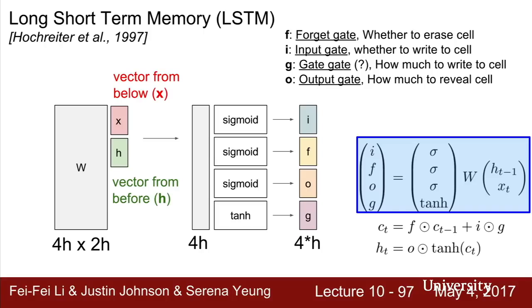Now, once we've used the forget gate to gate off part of the cell state, then we have the second term, which is the element-wise product of I and G.